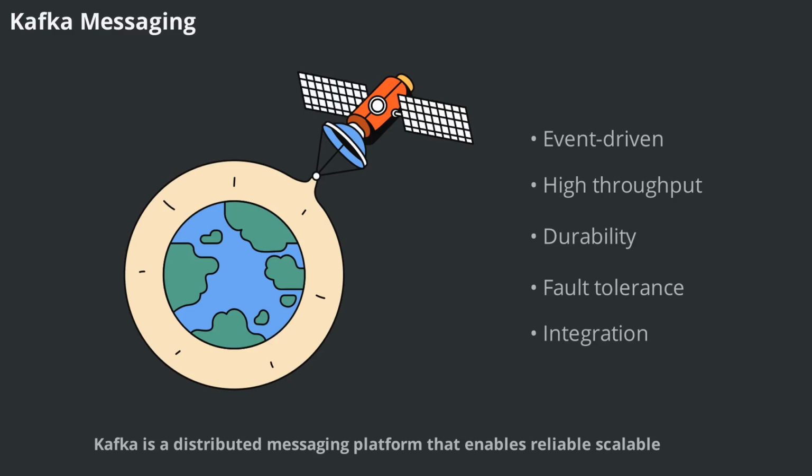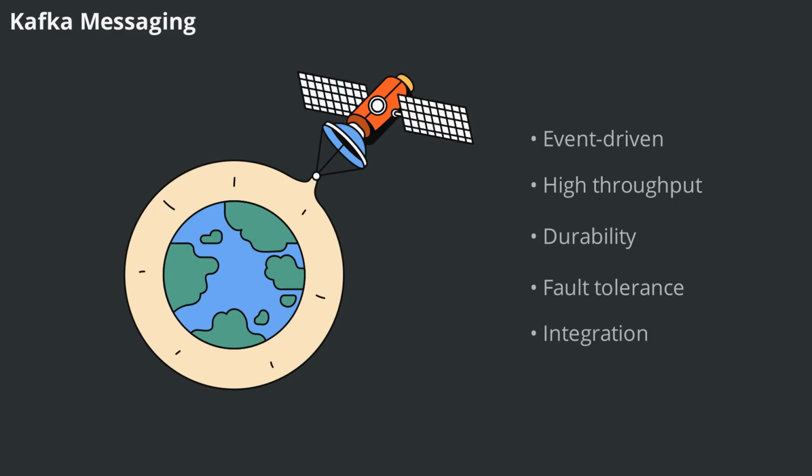Kafka is a distributed messaging platform that enables reliable, scalable, and asynchronous communication between microservices. It's widely used for event-driven architectures where services publish and subscribe to events. In interviews, you may be asked about Kafka's advantages, such as high throughput, durability, and fault tolerance. Demonstrating your understanding of Kafka integration in Spring Boot will show your readiness for real-world microservices challenges.